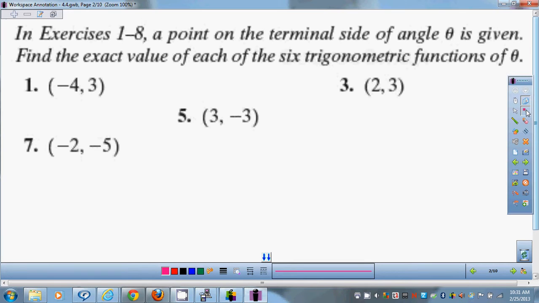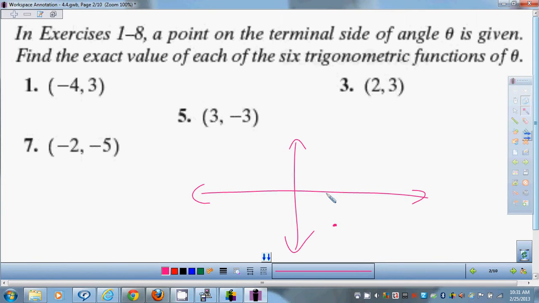A point on the terminal side of an angle theta is given. Find the exact value of the other 6 trig functions. What they mean by the terminal side is that every angle in the unit circle starts right here and it swings open. So like the point 3, negative 3, which is here, technically speaking, even though the angle is here for the point 3, negative 3, that angle on the unit circle would be this.